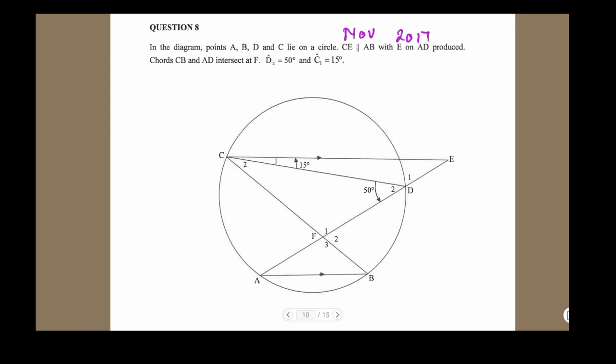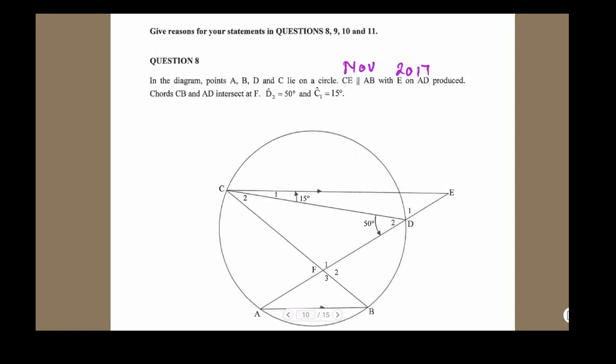Here we have question 8. It starts with question 8, and make sure that you understand this Euclidean geometry, because it runs from question 8, question 9, question 10, and question 11. If you understand the Euclidean geometry, you have already passed. All right, so let's take a look at this one.